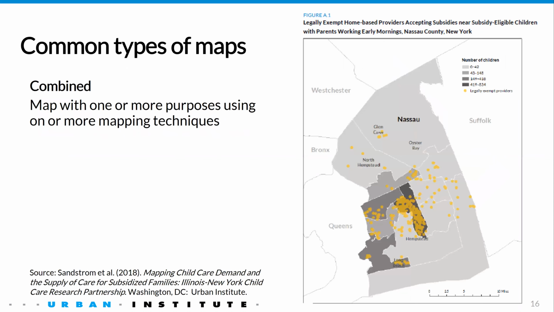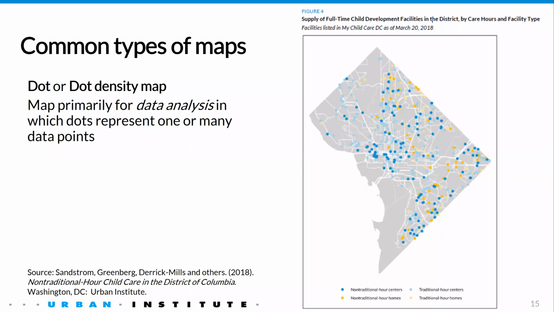Next, we have a dot or dot density map. Back one slide, please. Have one more? Yeah, my hand was too heavy.